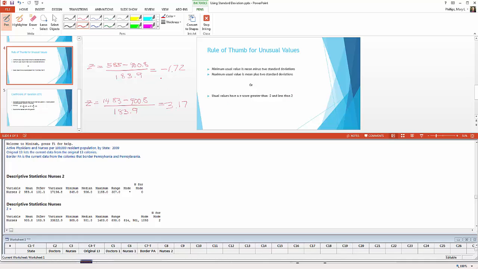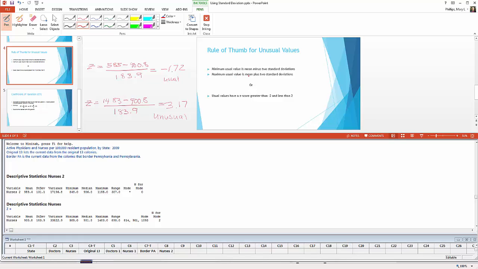So the first one was okay. It is usual. The second one, however, is unusual. Might be an outlier, too far away from the data. Well, now I have a question. So I have the maximum that is unusual, but do I have other unusual values? So I'd like to know, what is the maximum usual value?